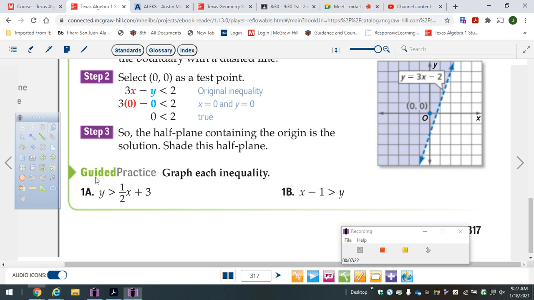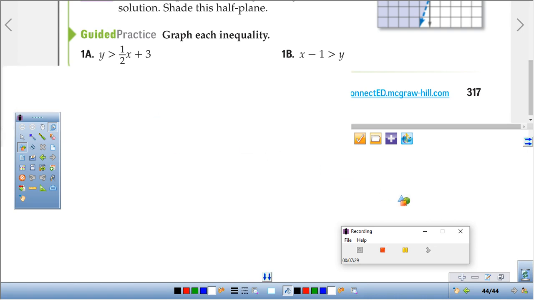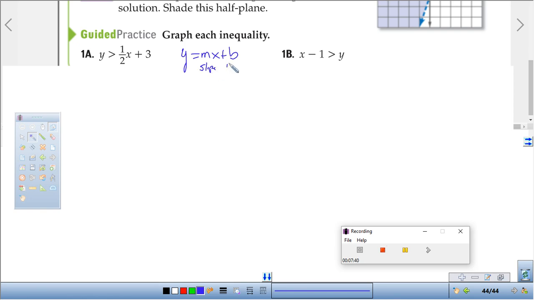Okay, so let's go ahead and graph these real quick. If you don't mind, I'll do 1A. Okay, so remember what I told you right now? Put it in the y equals mx plus b form. This is your slope. This is your y-intercept right here. So look, it's already like that for me. It's already like that. So I'm going to go ahead and say, man, what's my slope? My slope right there, m. What's my y-intercept? Right there, right? My b.